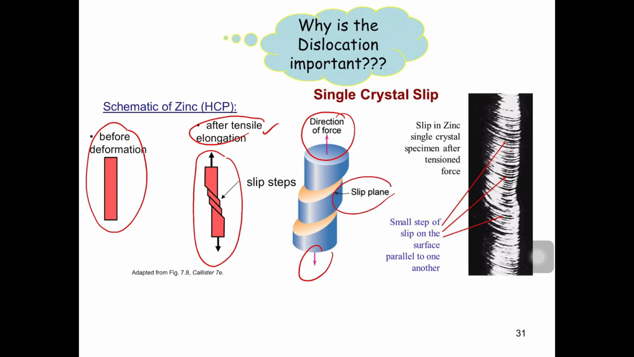This one is the original material, from SEM. This one is a scanning electron microscope. Okay, we can see that they have a slip plane. We call it a slip plane. Okay, the material is zinc.